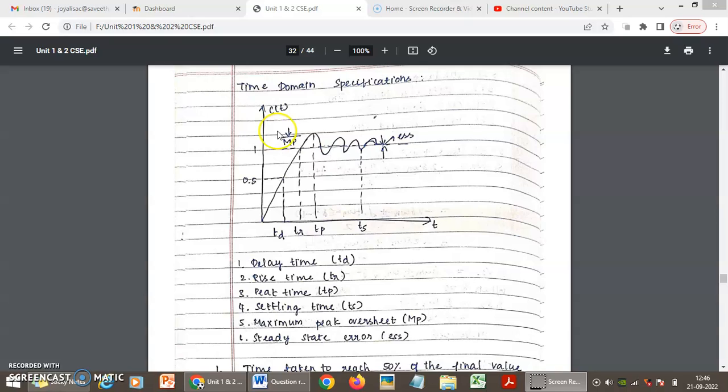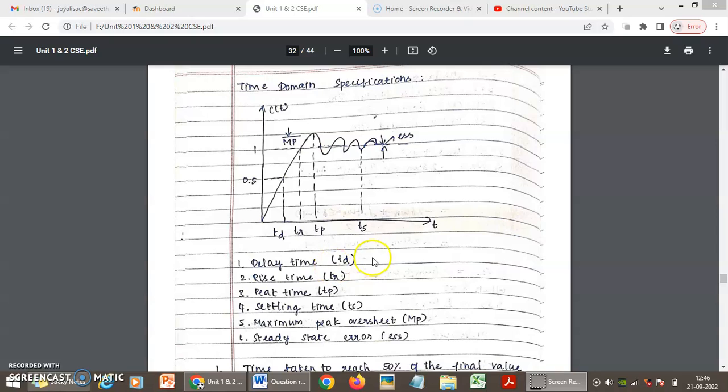Okay. So in this graph, if you see, this is a graph plotted between the output C of t with respect to time. It starts with the oscillation and it is damping towards a steady state. Okay, this stage from here to here, it's the transient state. After this, it is the steady state. Okay. Now in this graph, we have 5 points to discuss. There are 5 characteristics. First one is the delay time, second rise time, third is the peak time, fourth one is your settling time, fifth one is your maximum peak overshoot.